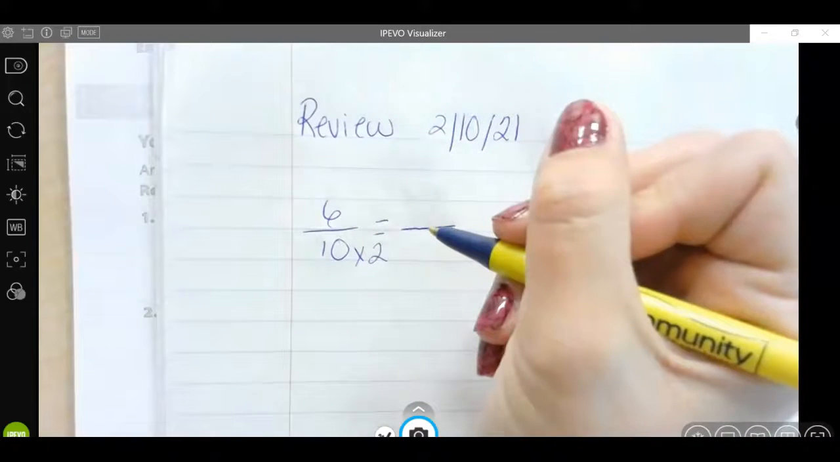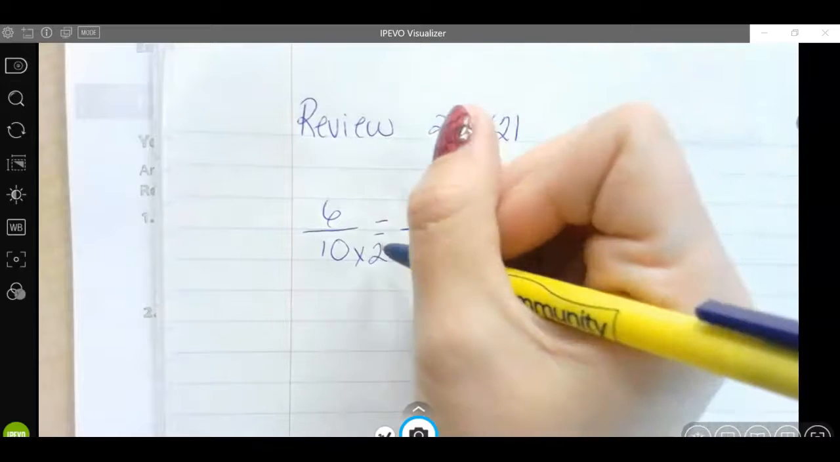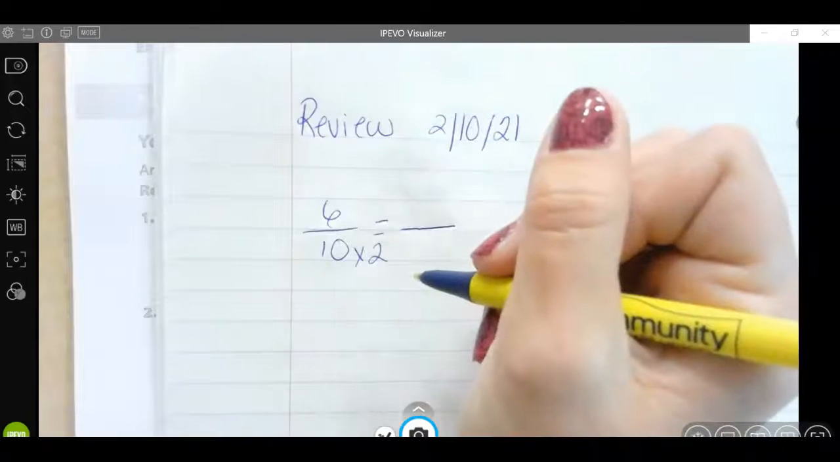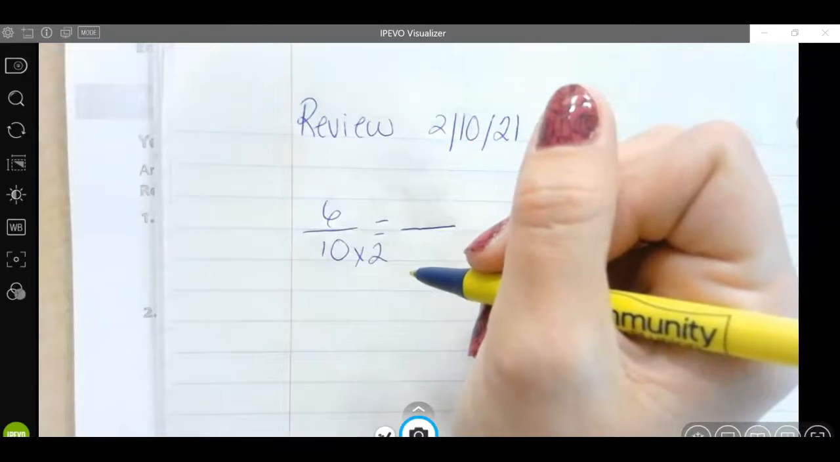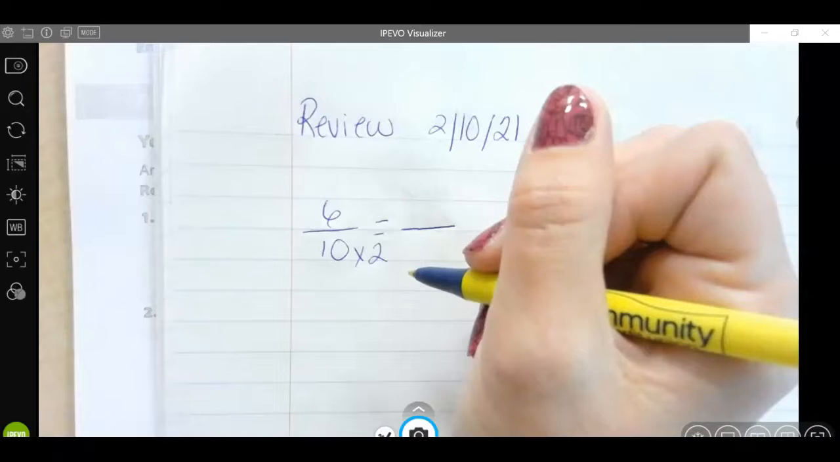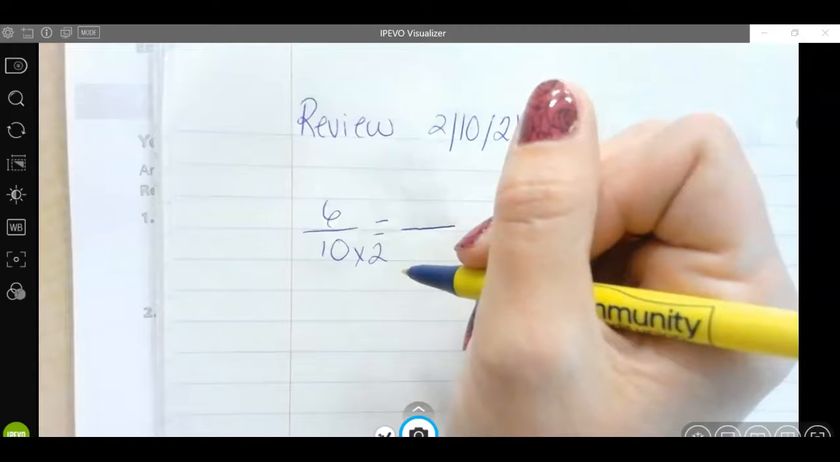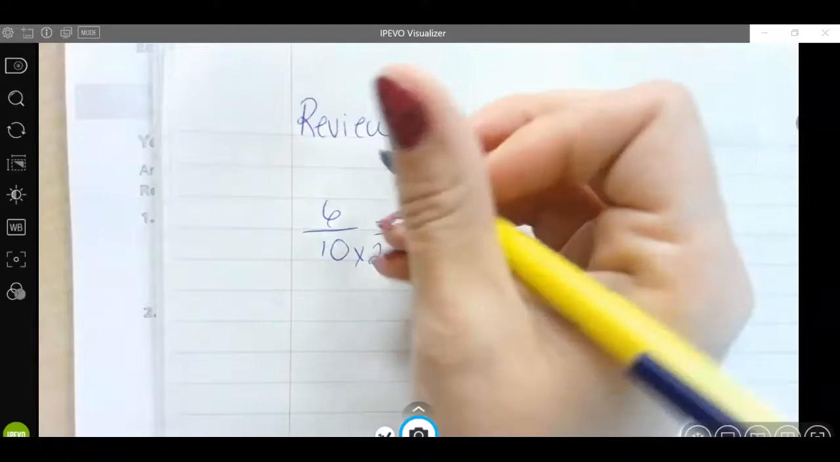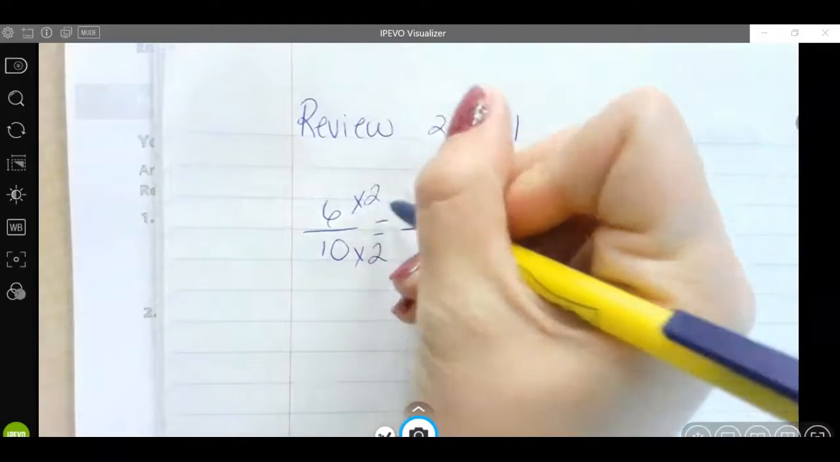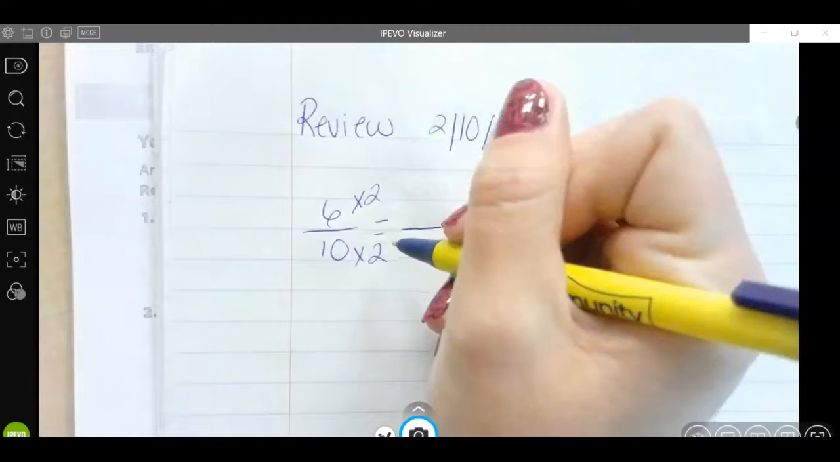Okay. But what if Bridger said, oh, you can find an equal fraction if you multiply by 3? And then Noel said you can multiply by 4. And then Bailey said you can multiply by 5. Can you multiply by anything? Yes. But what's the number one rule for equal fractions? If you multiply the bottom, you have to multiply the top. Yeah. Whatever you do to the top or bottom, you have to do to both, okay?